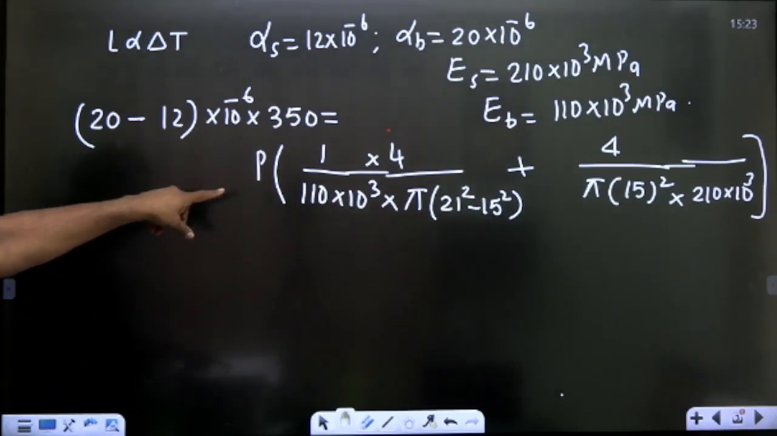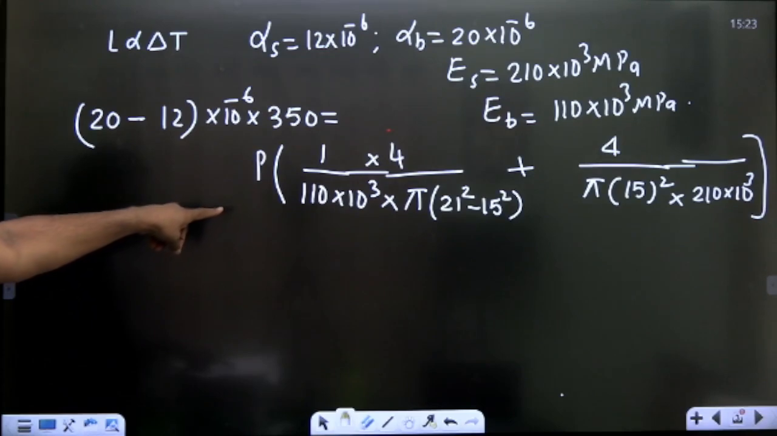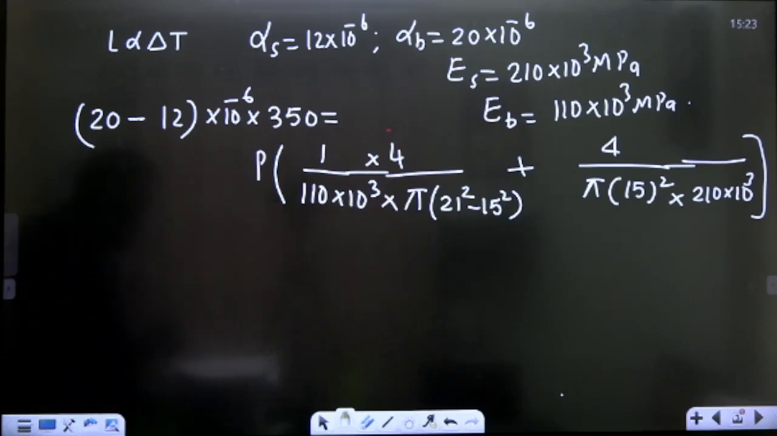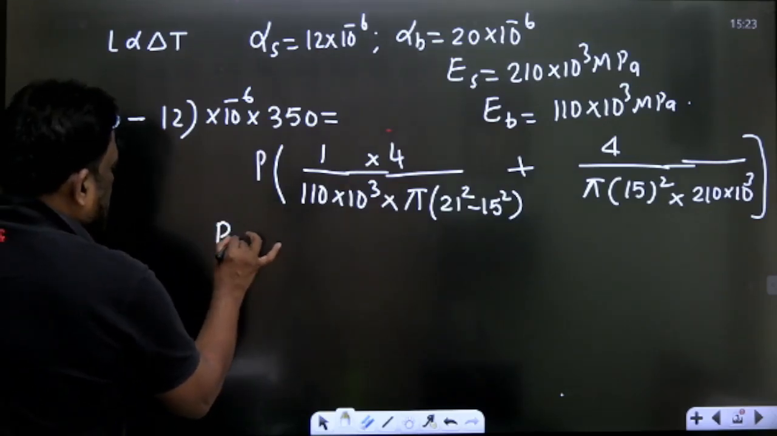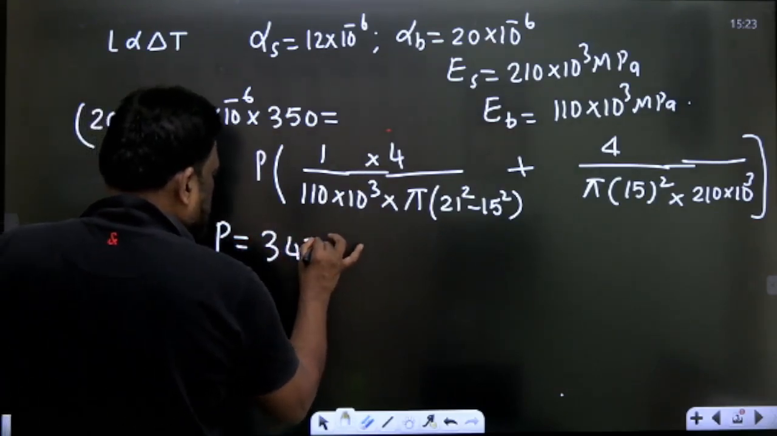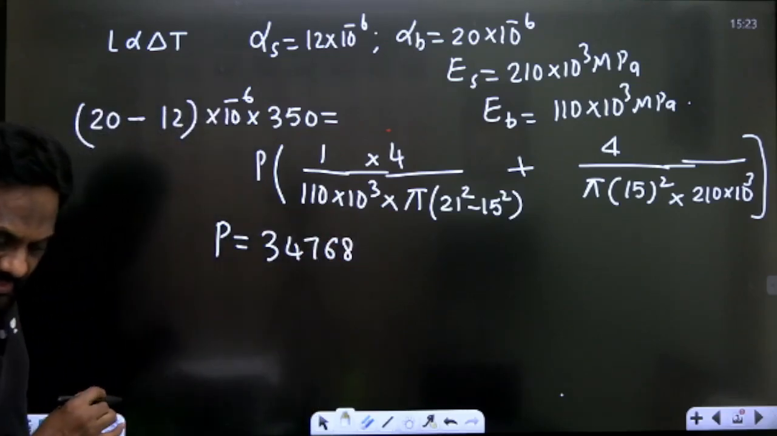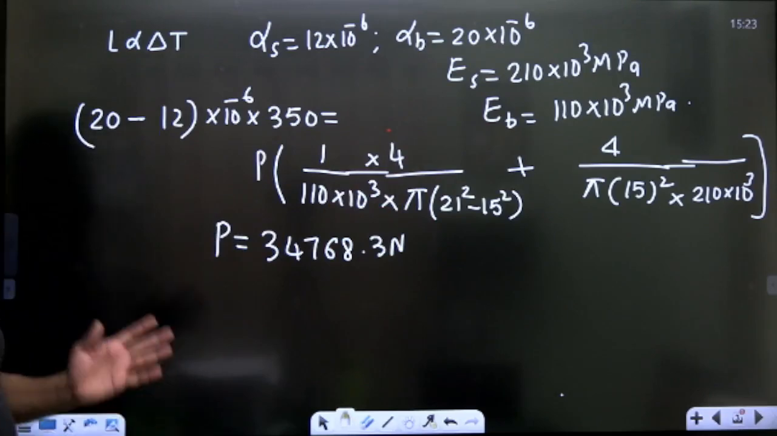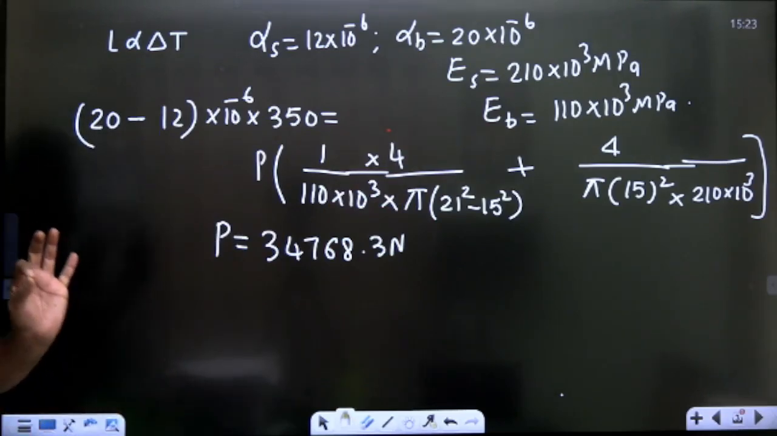1 into 10 power 4, correct, so 4 by 15 square, correct. So I will get the value of P as 34768.3 Newton. This is the value, sir. Now what is he asking? The total expansion of steel.